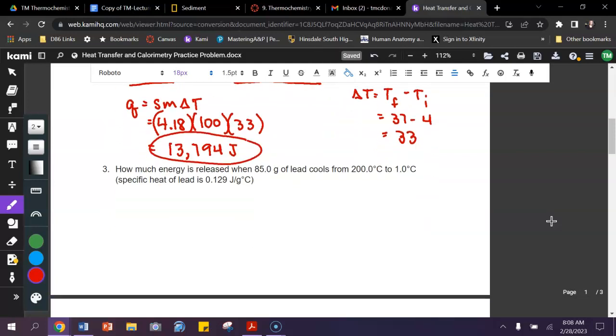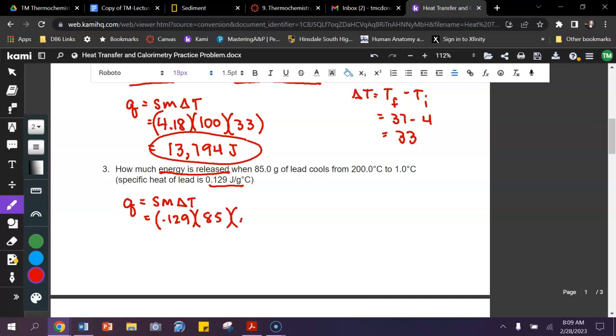All right, and then let's look at one more problem here. Now, instead of energy being absorbed by a substance, we want to know how much energy is released when 85 grams of lead cools from 200 degrees Celsius to 1 degree Celsius. And then I gave you the specific heat of lead here. So once again, since I want to know how much energy is being transferred, and remember, transferred means being released or being absorbed, then Q is equal to SmΔT, which is equal to the specific heat of lead, which is 0.129. The mass of my lead is 85 grams.